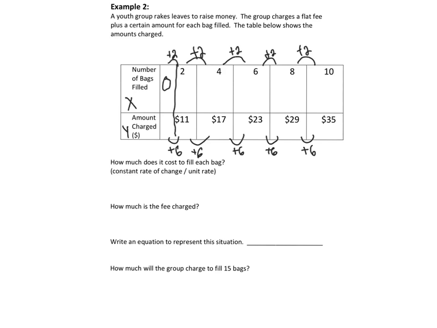So we know that we have to add 6. So from our blank here to get to 11, we know we have to add 6. So to go backwards, we do 11 minus 6 to get us 5.